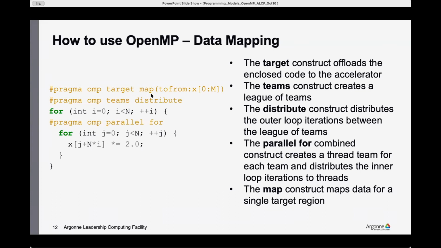So this is using the map clause. Map is a directive which handles data transfer in an explicit manner. So map to from says, the to says map from the CPU to the GPU, and from says map from the GPU back to the CPU when you're done. So that's explicit data transfer.